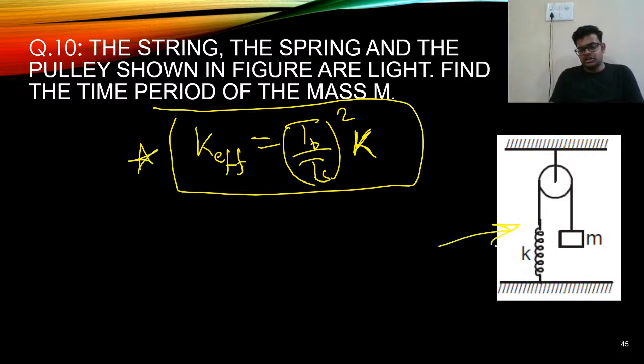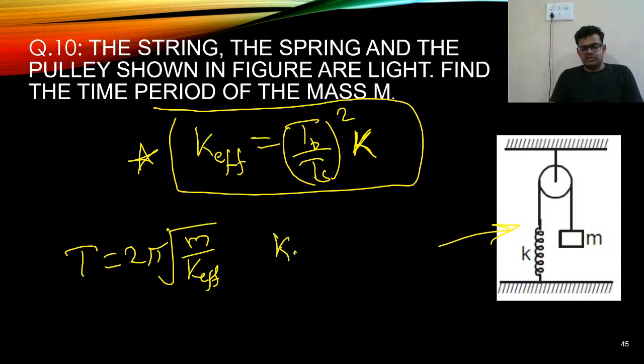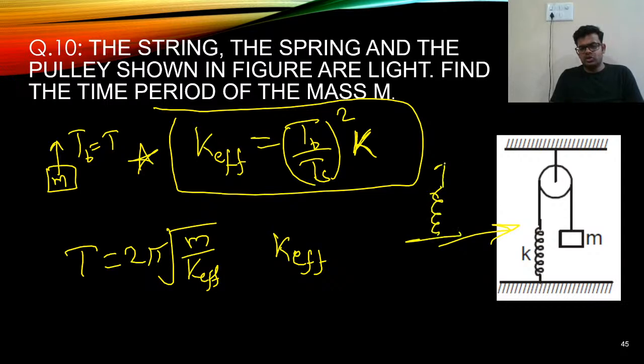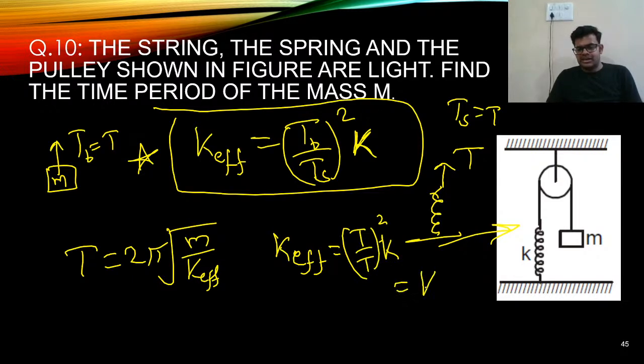For example, this is the question given in front of you. How will you write it? The formula will always be T is equal to 2 pi under root of M by K effective. So let us find K effective. For the free body diagram of the block of mass M, the tension on the block is T. The tension in the spring is also T, so Ts is equal to T. Tension is the same. So K effective will be (T by T) whole square into K. So I am directly getting K. So the answer is 2 pi under root of M by K.